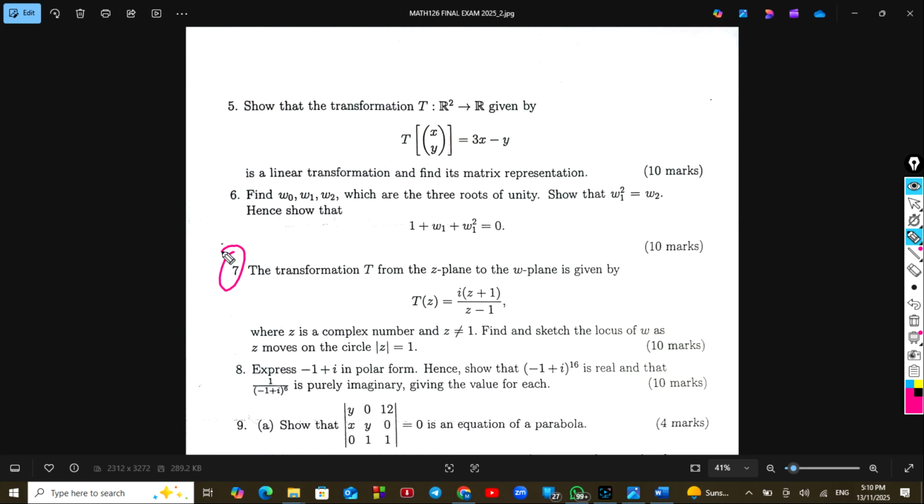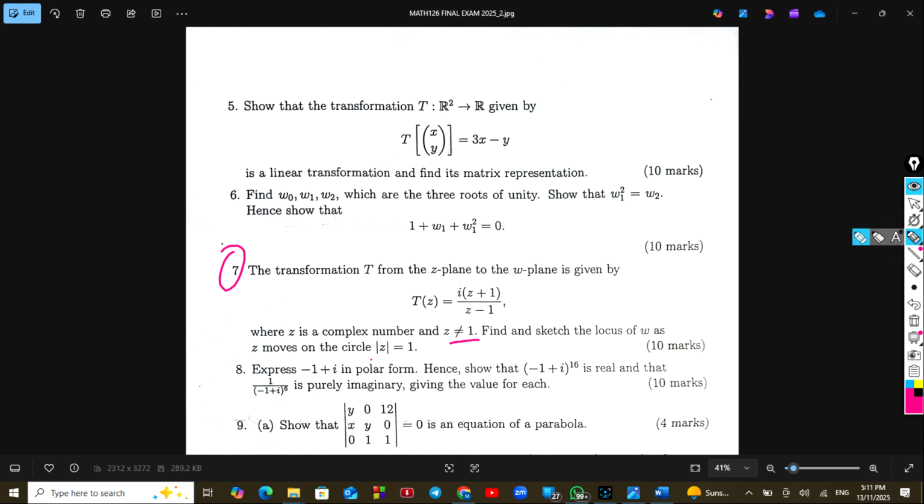So let's continue with the question. Where z is a complex number and z is not equal to 1, find and sketch the locus of w as z moves on the circle. The modulus of z is equal to 1. It moves on a circle of radius 1. Okay. So let's quickly look at this problem.